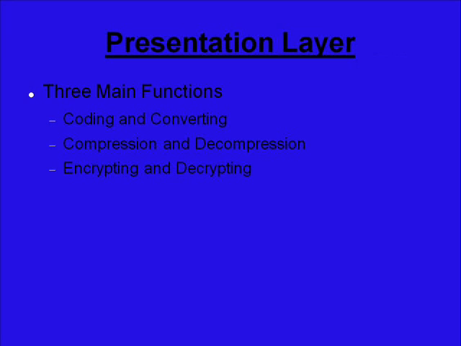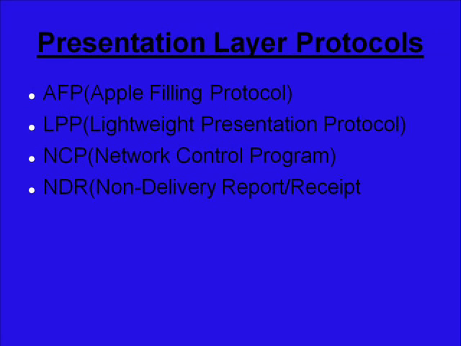The second primary function is the compression of data in a manner that can be decompressed by the destination device. The last primary function of the presentation layer is the encrypting of data for transmission and the decrypting of data upon arriving at the destination device for use. Some of the presentation layer protocols are AFP, Apple Filing Protocol, LPP, Lightweight Presentation Protocol, NCP, Network Control Program, and NDR, Non-Delivery Report or Receipt.